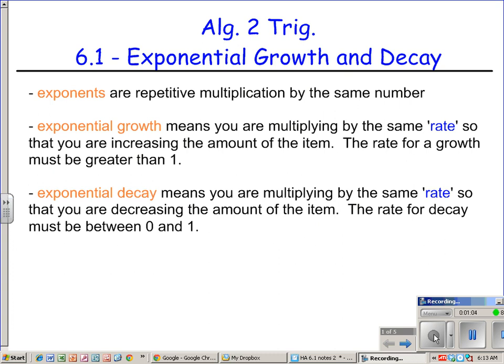So, exponents, repetitive multiplication by the same number. You know that. That's all exponents are, it's just repetitive multiplication. All right, then you got two kinds of things, exponential growth and exponential decay. Growth means its values are going up, decay means values are going down. Exponentially just means you're multiplying by the same amount every single time. And so we call that thing a rate, that amount that we're multiplying by.